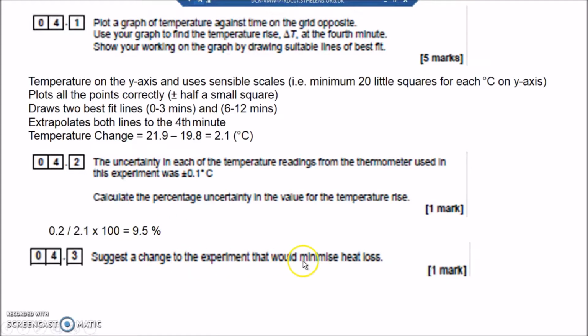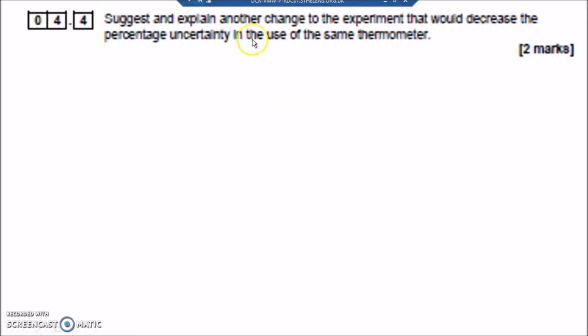Suggest a change to the experiment to minimise heat loss: you'd use an insulated cup or an insulated beaker, or maybe put a lid on it to reduce heat loss.